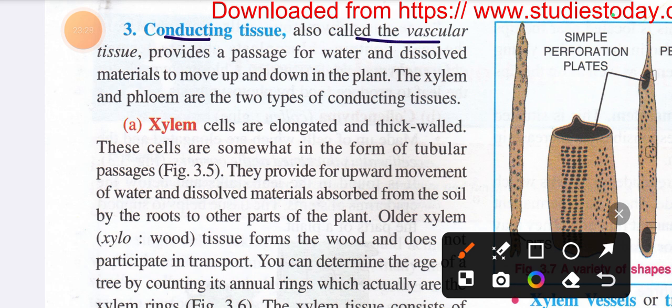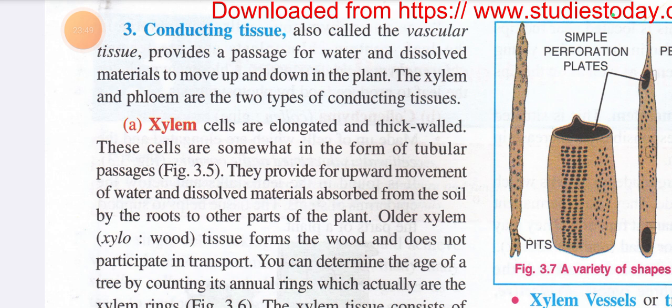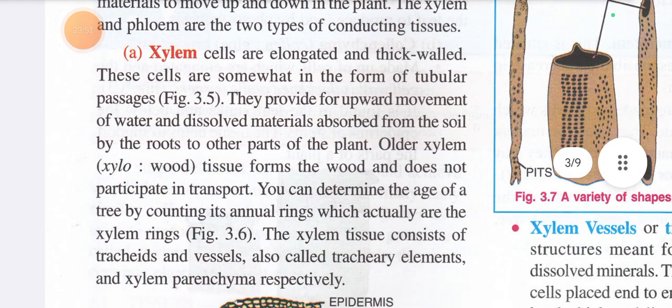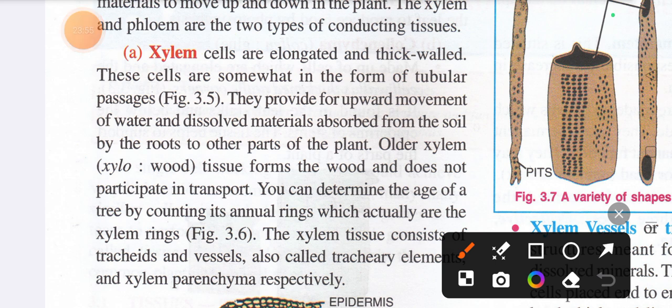They are called vascular tissue. Vascular because they provide a passage for water and other dissolved minerals and whatever things are there to move up and down in the plant. Okay? And the xylem and the phloem are two types of conducting tissue. Now there are only two types of tissue, that is xylem and phloem. It is not that they don't have a nucleus, they have, but some are dead tissue inside them, some are living, and it is a mixture of many different types of tissues.